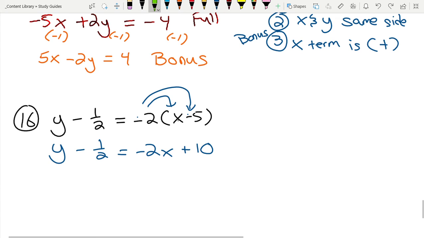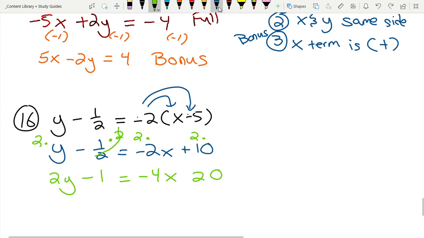Now we'll do standard. First thing was no fractions. Well, I've got a fraction, a 2 in the denominator. So I use that 2 against itself. I'm going to multiply this by 2, which means they cancel each other out, so you're left with the -1. I'm allowed to do this as long as I do it to every term. So 2 times y is 2y, 2 times -2x is -4x, 2 times 10 is 20. So standard 1 done, no fractions.